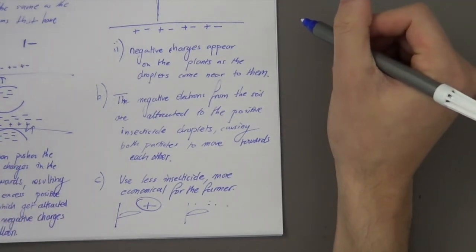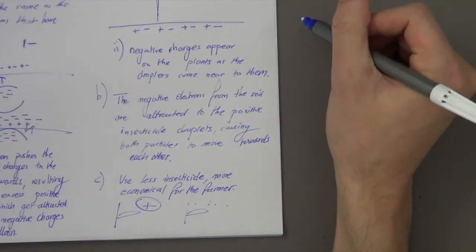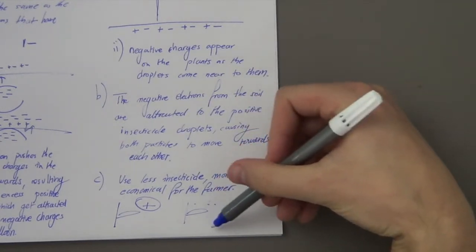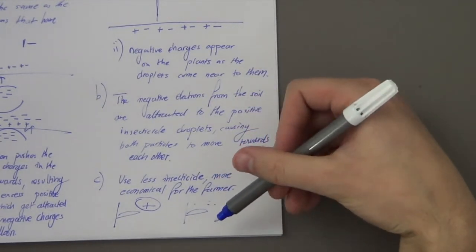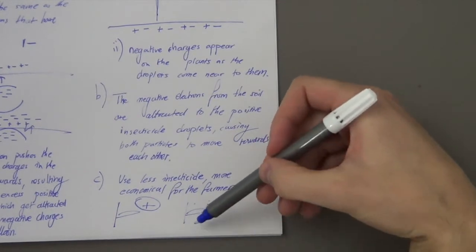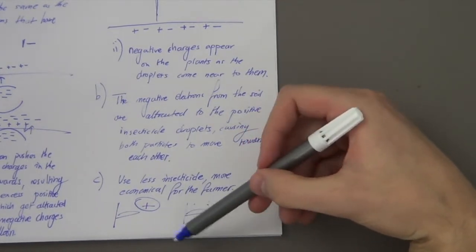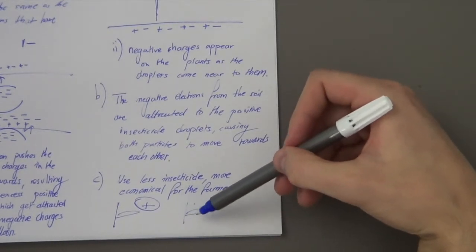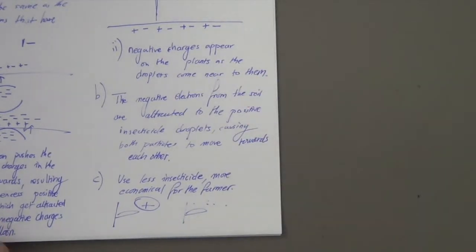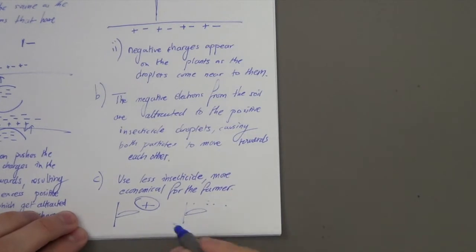So, actually, it means that the soil gets less insecticide. So it only goes in the plant. So creatures living in the soil won't be affected by the insecticide as much. So that's the other reason why it's beneficial for the environment.